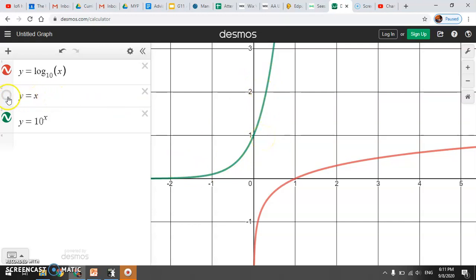Now I'm going to throw something else in here for you. I'm going to throw in the line y equals x. You may be remembering that. Oh, when did we use the line y equals x? What was that topic we were talking about? All right, well, hopefully that jogs your memory now.